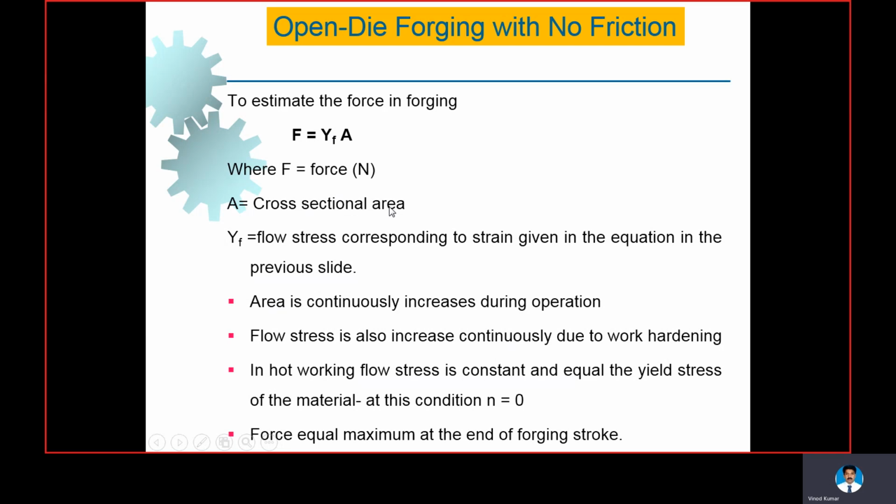But here certain assumptions are there. Area increases continuously, as you know. Flow stress also increases due to work hardening. If it is a hot working process, the n becomes 0. That means we assume that the flow stress remains constant. So force will be maximum at the end of the forging stroke. This is one of the important things we have to understand in open die forging.